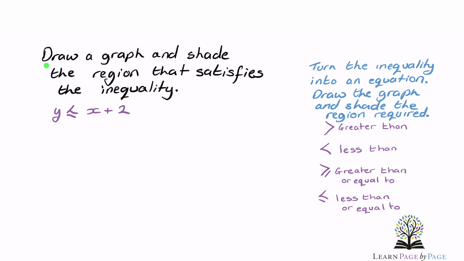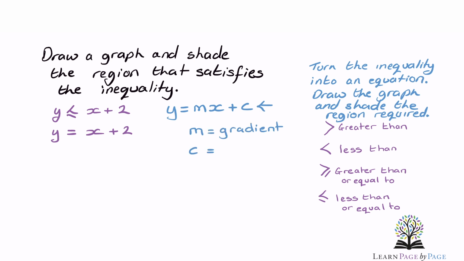The first question we have is we've got to draw a graph and shade the region that satisfies the inequality. This is the inequality. First thing we're going to do is change that into the equation, and that is y equals x plus 2. And here we have a graph in the form of y equals mx plus c. M will be our gradient and c is our y-intercept, and that's just where our graph crosses the y-axis. So we can see we have a graph with a gradient of +1 and a y-intercept of +2.